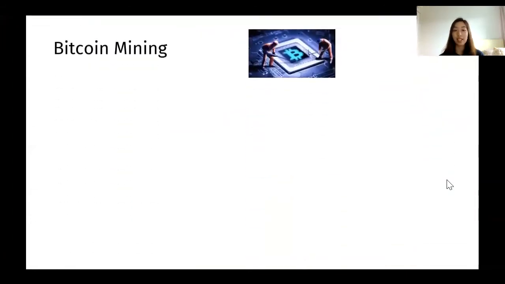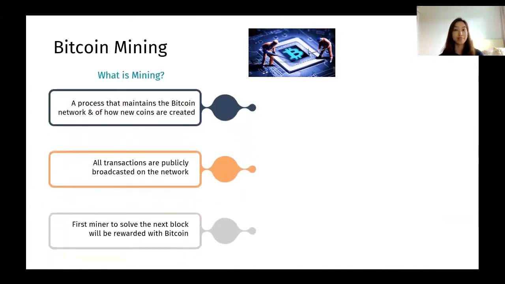Okay, and then next we have mining. I'm sure you've heard of the term Bitcoin mining before. Mining is the process that maintains the Bitcoin network, and it's also how new coins are created. All transactions are publicly broadcasted onto the network, and miners bundle large collections of transactions together into blocks by completing a cryptographic calculation that's extremely hard to generate but very easy to verify. The first miner to solve the next block broadcasts it to the network, and if proven correct, it is added to the blockchain. And then the miner is rewarded with some Bitcoin.